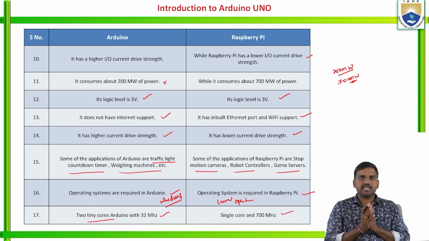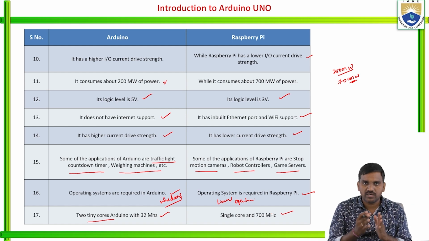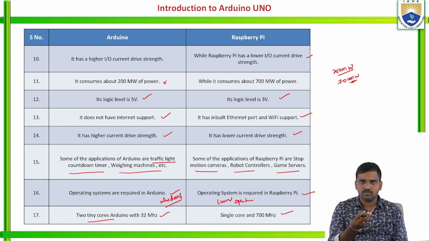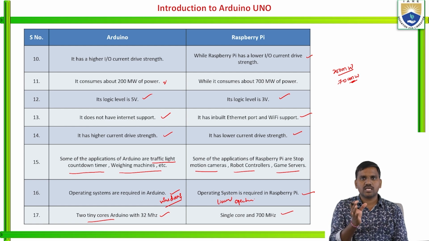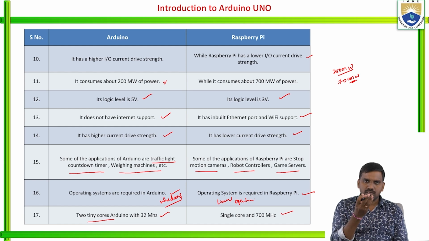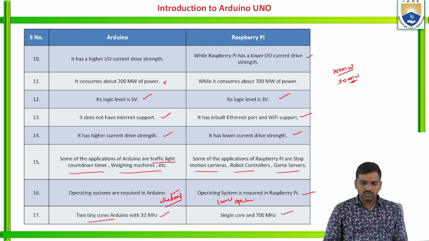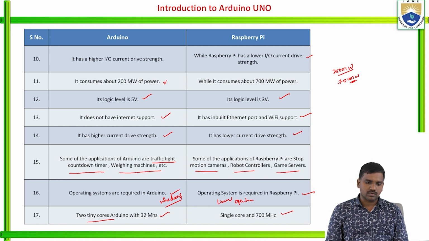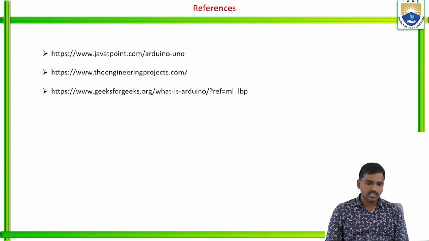So these are the types of differences between the Arduino Uno board and the Raspberry Pi board. Both are similar to use, but based on our requirement we may use either the Arduino Uno board or the Raspberry Pi board. Arduino belongs to the microcontroller family, while Raspberry Pi belongs to the microprocessor family. So these are the differences between Arduino Uno and Raspberry Pi. These are the references I used for this lecture.